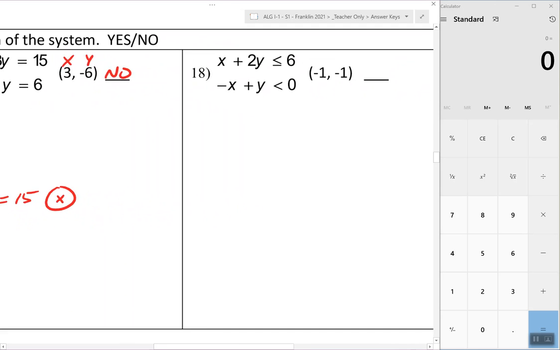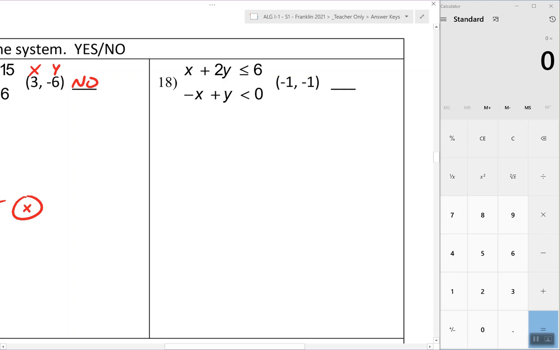Okay, let's look at 18. Now these are inequalities, but the same idea still works. So put negative 1 in for each x and y here. So negative 1 plus negative 2, so minus 2. Is that less than or equal to 6? That's negative 3. Yep, that is less than or equal to 6.